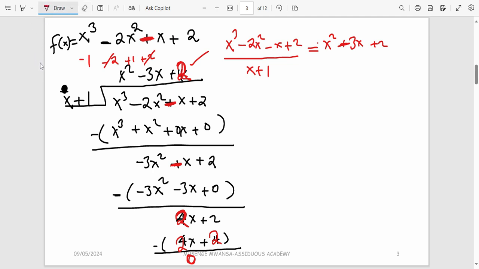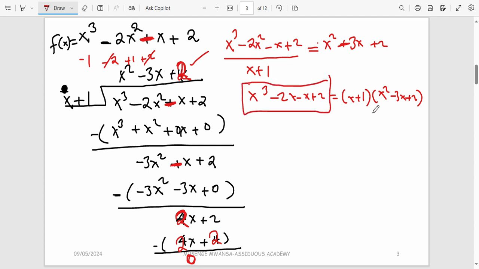Can you notice that we can also get what is in the numerator here when we multiply with this? So meaning that x to the power 3 minus 2x squared minus x plus 2 is the same as x plus 1 multiplied by x squared minus 3x plus 2. This is how you factorize functions. So we have factorized this function. It has given us this, and we can further factorize this quadratic which is here. So this is method 1.